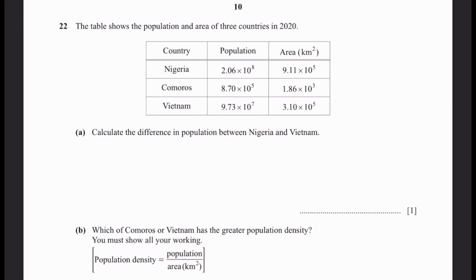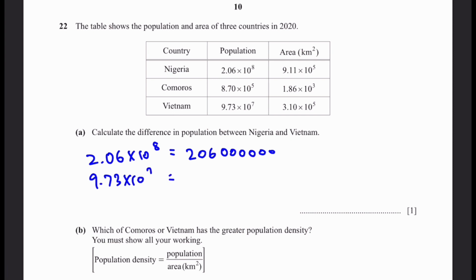Question 22. The table shows the population and area of 3 countries in 2020. So there are countries Nigeria, Comoros, and Vietnam. Population and area is given here. A. Calculate the difference in population between Nigeria and Vietnam. So Nigeria is 2.06 into 10 power 8, which is equal to 206 followed by 6 zeros. Now Vietnam is 9.73 into 10 power 7, which is equal to 973 and then 5 zeros.